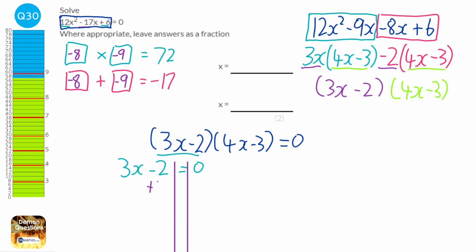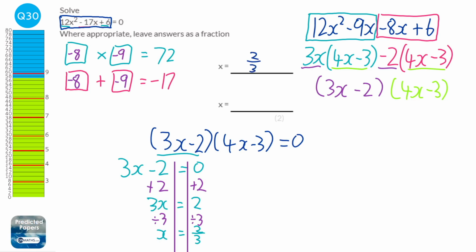So we're going to add 2 to both sides. Oh, right, 3 there. Add 2 to both sides. And so we've got 3x equals 2. Then we're going to divide by 3 both sides. And we get x equals, and you can write this any way you want, but I'd write this as a fraction to keep the accuracy up. So our first solution is 2/3.